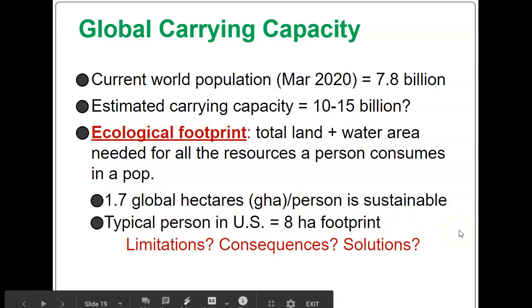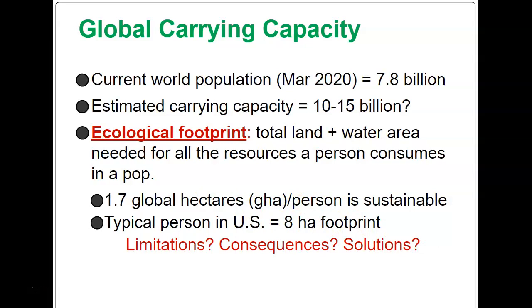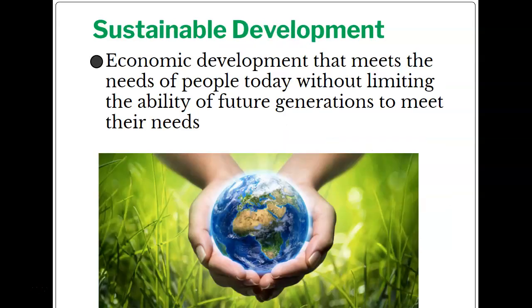So thinking about, you know, whether you could bike or walk versus drive. Do you really need that amount of water? Do you need that amount of land? Thinking about what we could live on versus what we're actually using. So per person, 1.7, in this case, hectares, which is kind of a unit of measurement of space, is considered sustainable, but in the United States, the average person uses 8. So that's a little too much, don't you think?